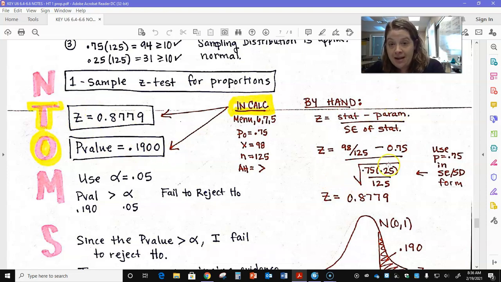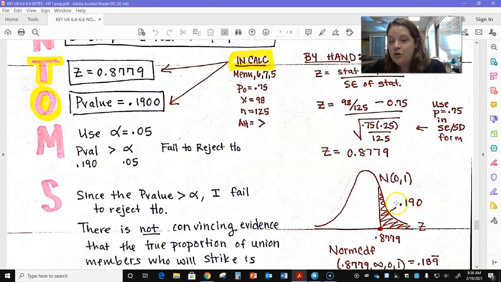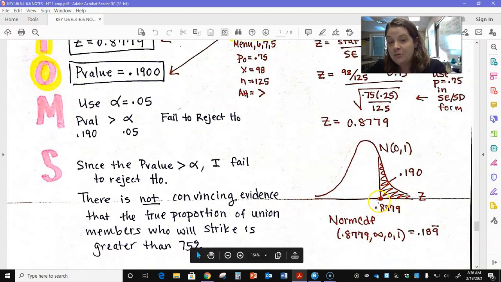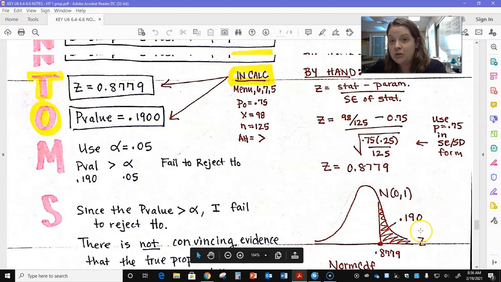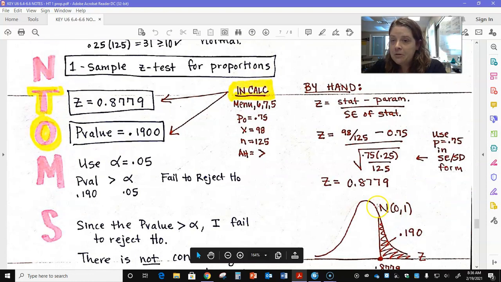Now again, to do this by hand, you would take the statistic minus the parameter, divide by the standard error. You're going to use the p equals 0.75 from the null hypothesis instead of the p hat in that standard error, standard deviation formula. You get that same value, and then you would use a norm CDF going from the Z-score up to infinity with a mean of 0 and a standard deviation of 1 to get that same probability. So you can do this by hand, absolutely, but you can also just write them down from your calculator.